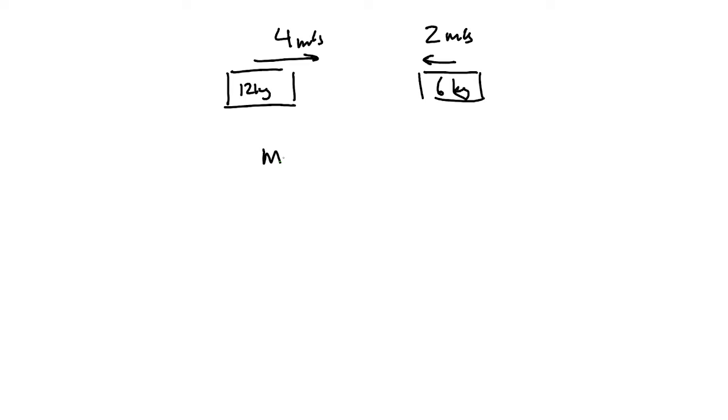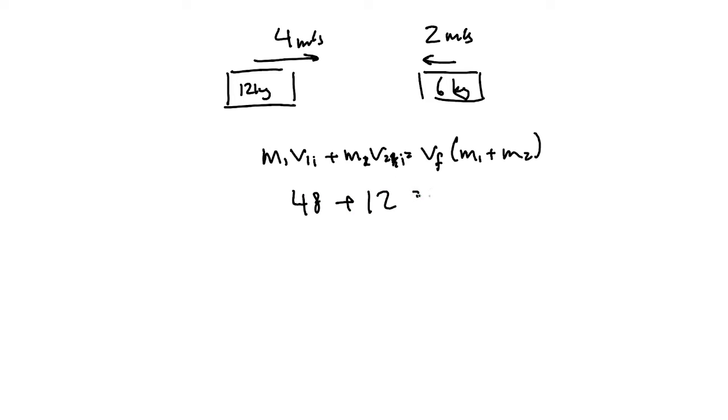So our initial momentums. For inelastic, remember that they stick together, so it's going to be Vf. That's supposed to be an i. Vf times m1 plus m2, right? Okay. So first one is 48. 48 plus 2 times 6 is 12 equals our Vf times 12 plus 6, which is 18.